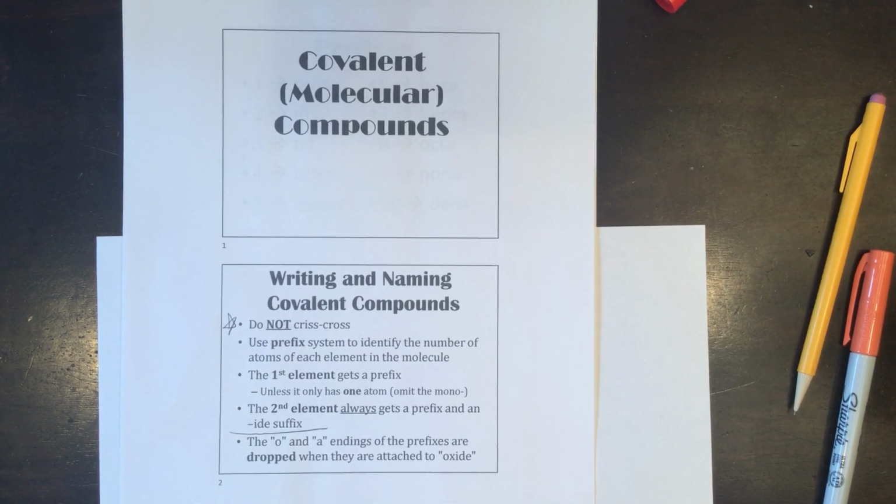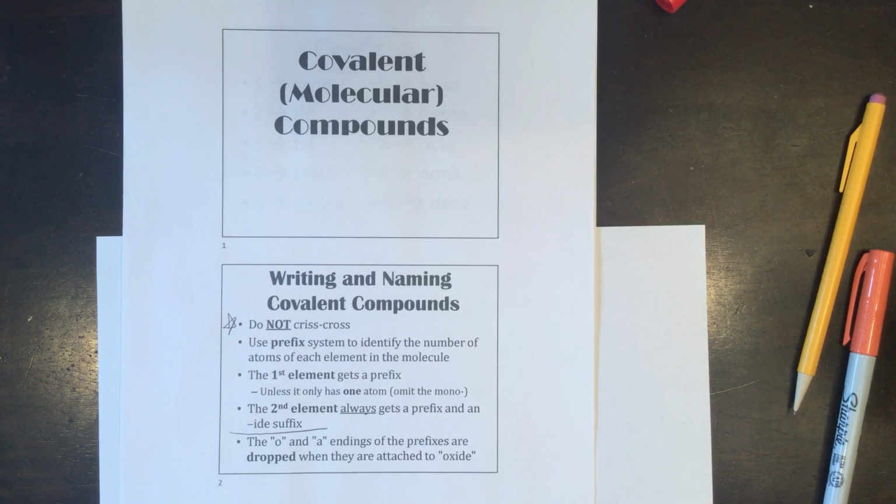So here are the notes. Remember, we do not crisscross. It's very important. We are using two non-metals on the right-hand side. So if you're ever looking at a compound and you're trying to figure out if it's a covalent or an ionic, one, if it's a word, look for prefixes. If it has prefixes, it has to be a covalent. Also, if there's a non-metal starting out, well, basically two non-metals, it has to be covalent. Okay?